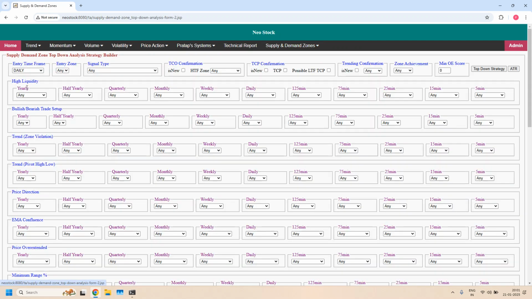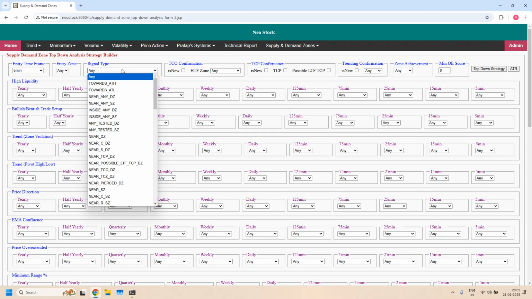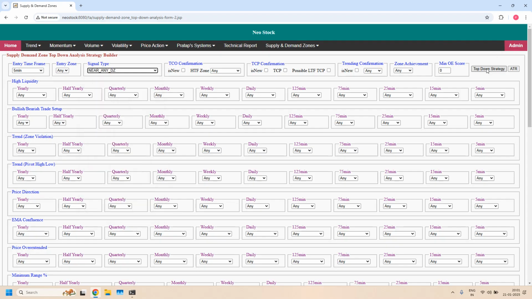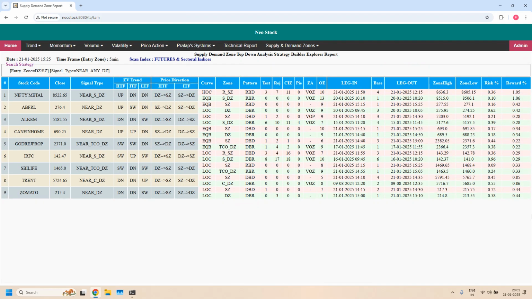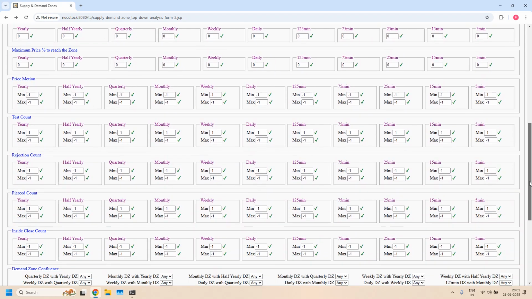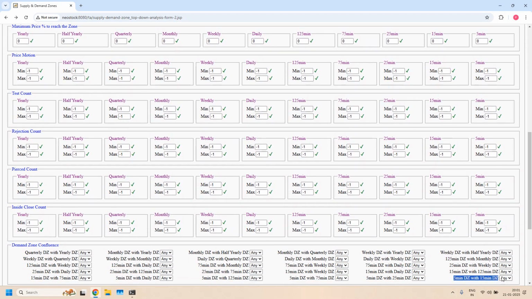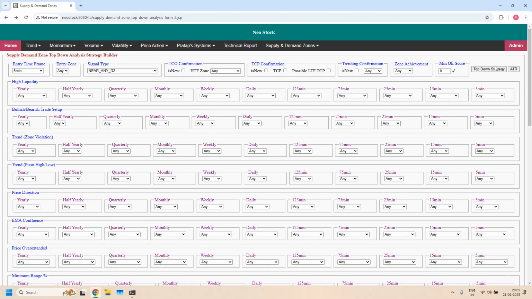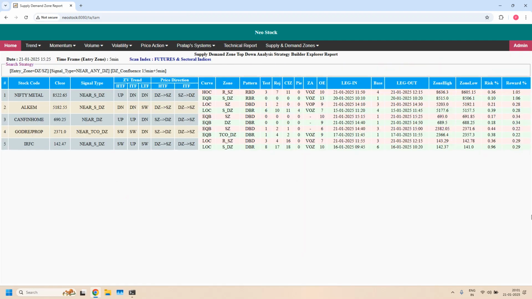Okay, next time frame is 5 minutes. Stocks near 5 minutes demand zone, we got 9 stocks. Let's look for ITF confluence in this list. That is 5 minutes and 15 minutes demand zone confluence. I enable the filter. With this filter, we got 5 stocks. Any pierced zones, the second one, you can't use it. Remaining stocks, these 5 minute zones are part of the 15 minute zone.